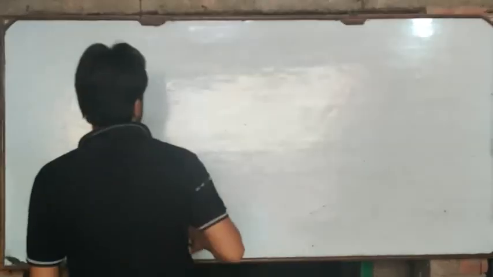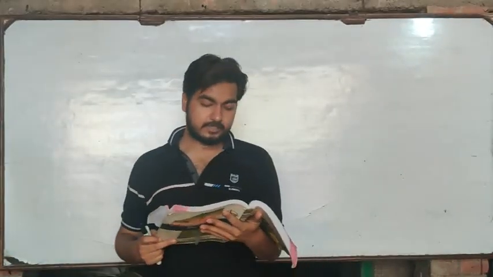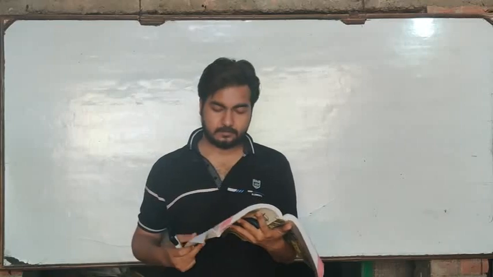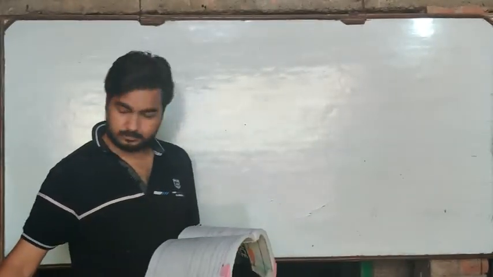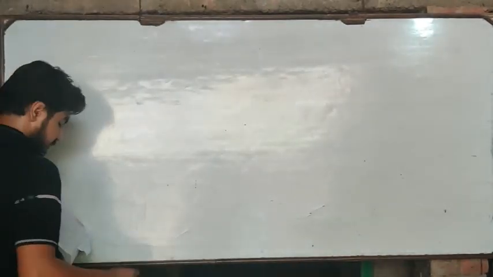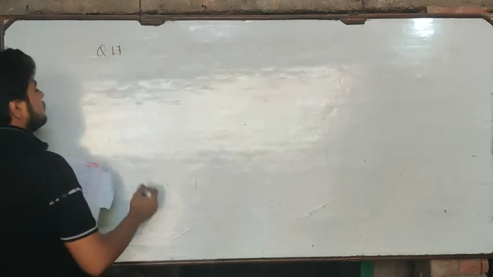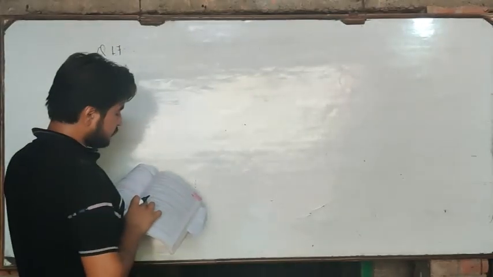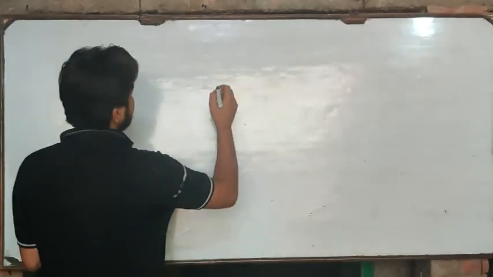Question number 17. A stone is dropped into a deep well and hits the water 3.4 seconds after being dropped. Determine the depth of the well. In this question, a stone is dropped into a deep well and it hits the water in 3.4 seconds.